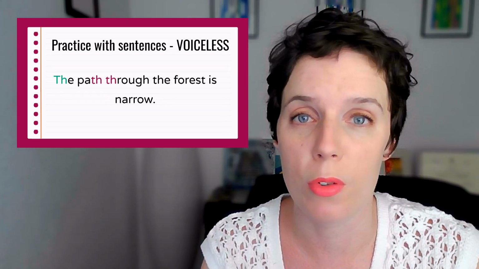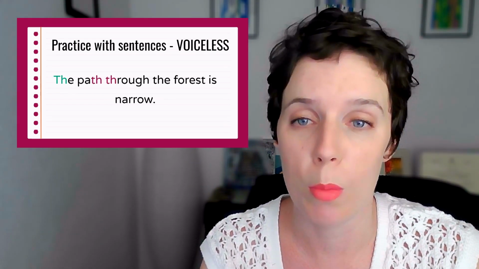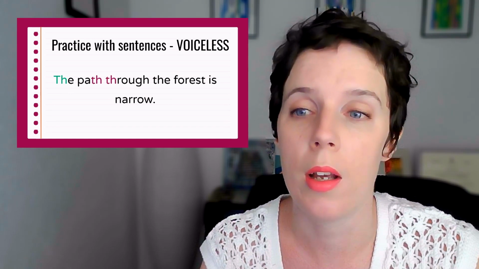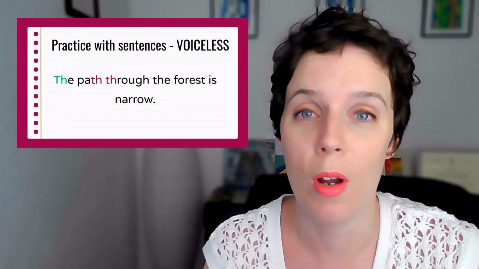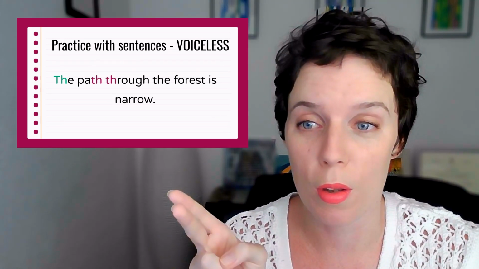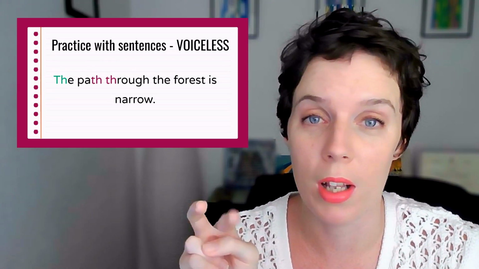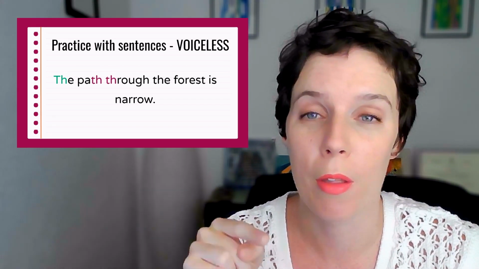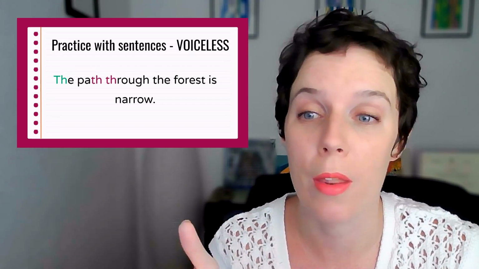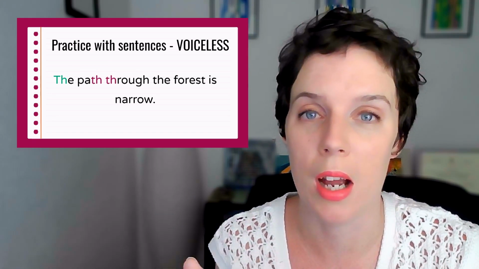Let's try another one. Again, we've got that voiced at the start with the, and then the ones in purple are voiceless. The path through the forest is narrow. Okay, this is tricky because you've got a th and a th directly after each other. Path through, path through. The path through the forest is narrow.